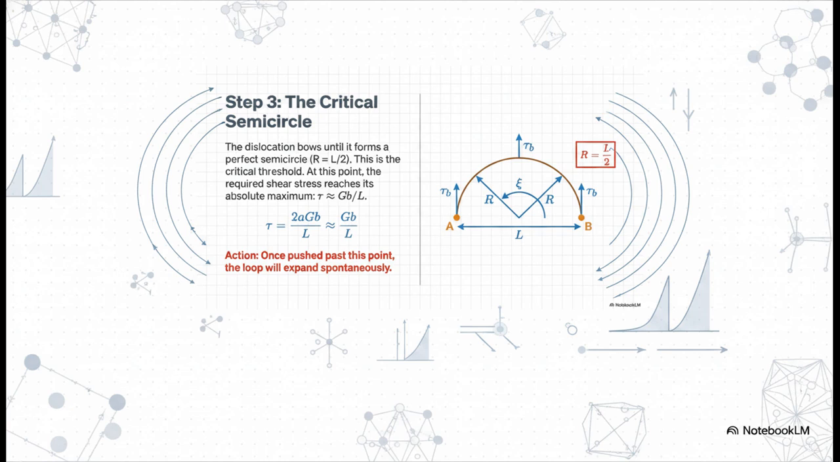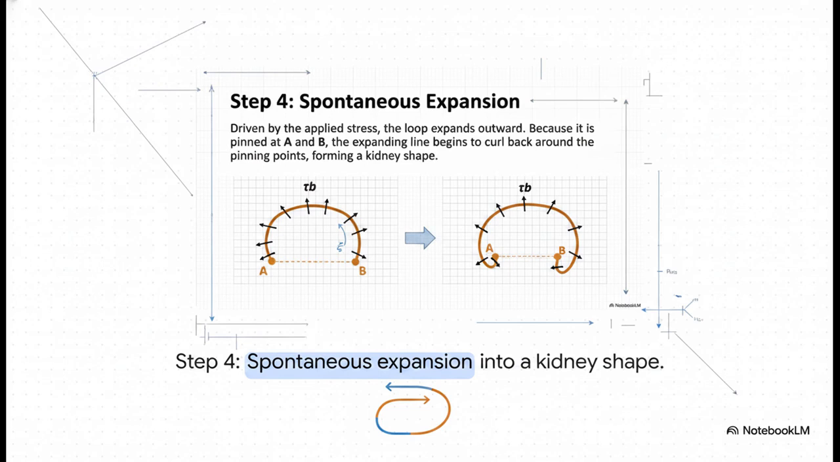At this exact geometric point, the required shear stress, just to keep it moving, reaches its absolute maximum. You can think of this as the ultimate tipping point of the entire mechanism. And once that tipping point is crossed, boom, the loop expands completely spontaneously. But because it's still firmly pinned at points A and B, the expanding line has literally nowhere else to go but to curl right back around its original pinning points. This creates a very distinct kidney bean shape.